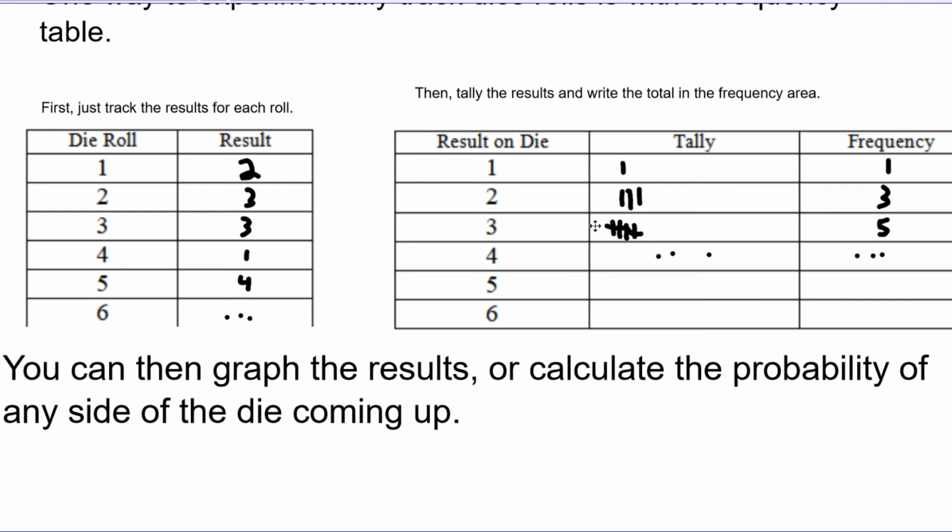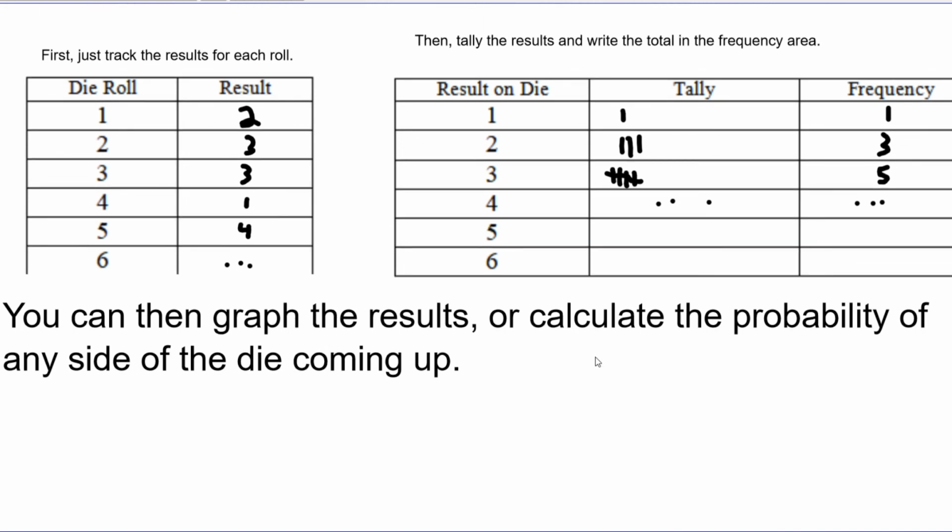We got a 3 on the second and the third roll, so I would put 2 ticks on the 3. And you count this up with 1, 2, 3, 4, 5 in groups of 5. And then you just write the number here of each one. So you would do your table as many times as you need to. You would tally up all of your answers for what was the result on the die, and then you would write the frequency here. And then you can graph these results, or you can calculate the probability of any side of the die coming up by looking at how many times a 1 came up and what was the total amount. And that's what the activity is going to be.